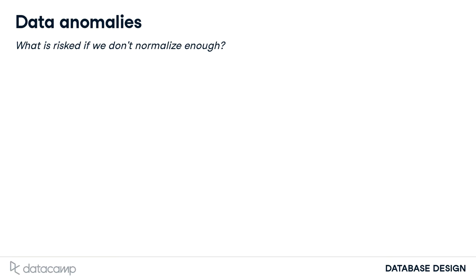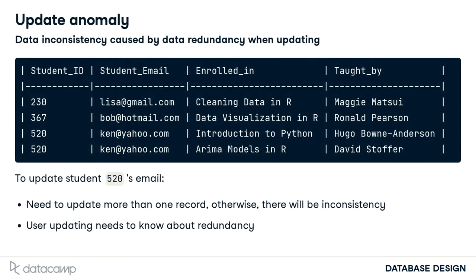It's time to consider why we'd want to put so much effort into normalizing a database even more. Why isn't 1NF enough? A database that isn't normalized enough is prone to three types of anomaly errors: update, insertion, and deletion. An update anomaly is a data inconsistency that can arise when updating a database with redundancy.